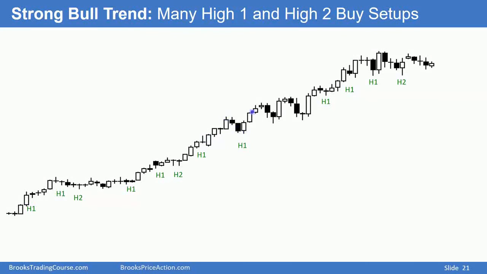A new high, new pullback, high 1, new high, same thing here. Tried to reverse down. So the high of that bar is where bulls enter. They buy 1 tick above that bar. Sideways, a double bottom, so a high 2.